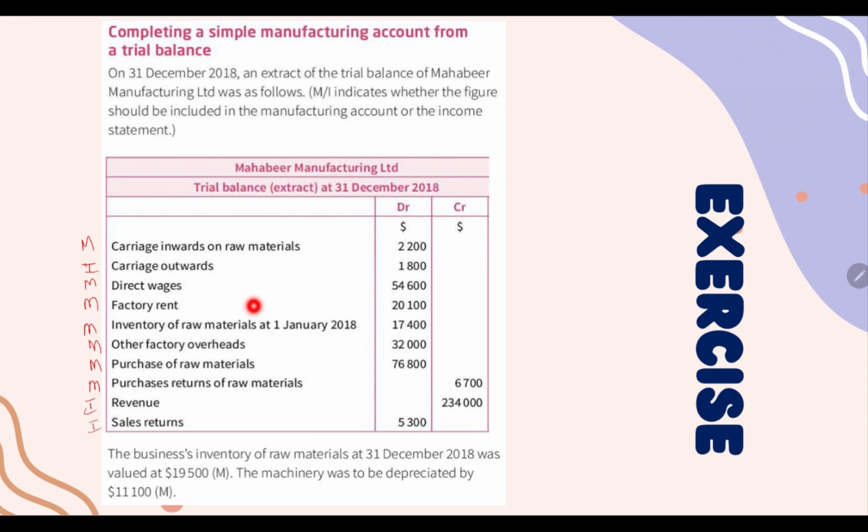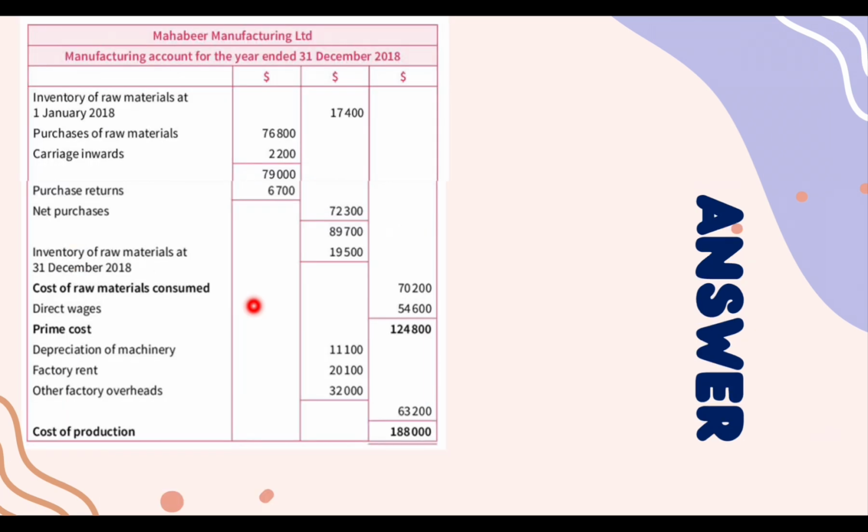The business's inventory of raw material at 4th December 2018 was valued at $19,500. That goes in the manufacturing account, and the machine was to be depreciated by $11,100. So we have all the items that will go in the manufacturing account. The very first thing we're starting off with is going to be the inventory of raw materials. Basically, you can pause this and try and work it, and then the answer is on the next page.